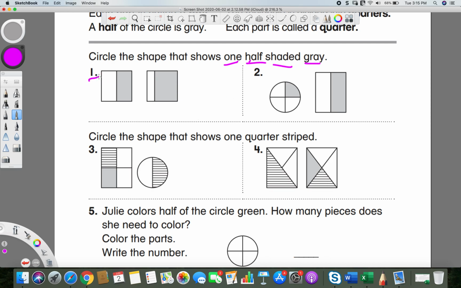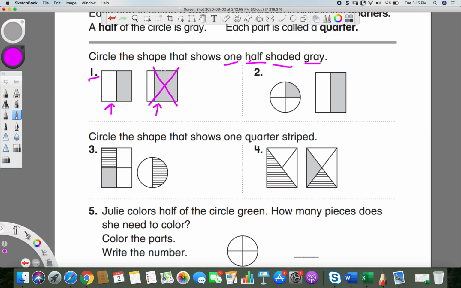So for number 1, which one is cut into 2 equal parts? Well, we can see that this first square here, it has 2 equal parts. So this shows halves. That's perfect. So far that one looks good. Let's look at this next shape right here. Well, it's cut into 2 parts, but they're not equal. So they're not halves. So this cannot be it.